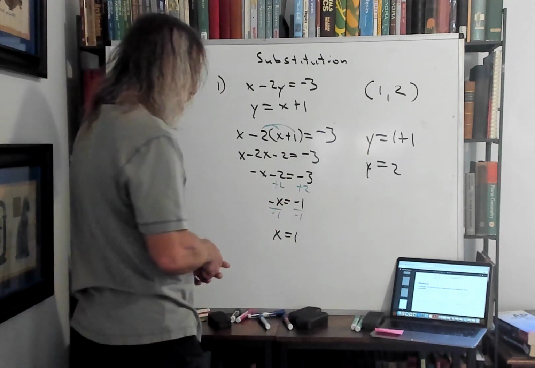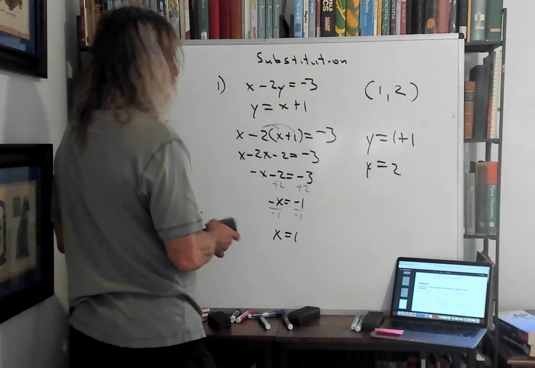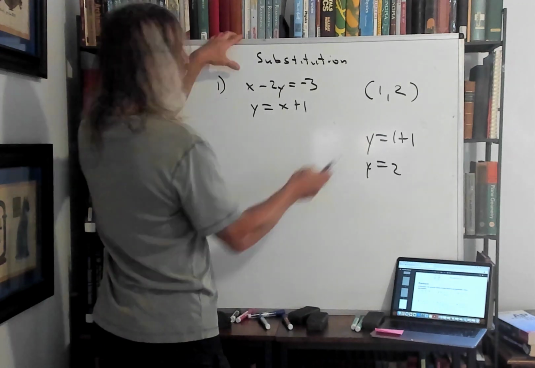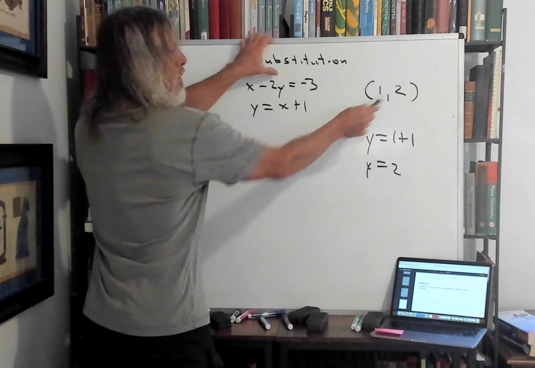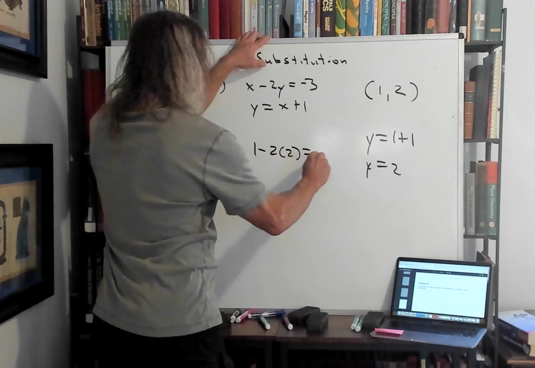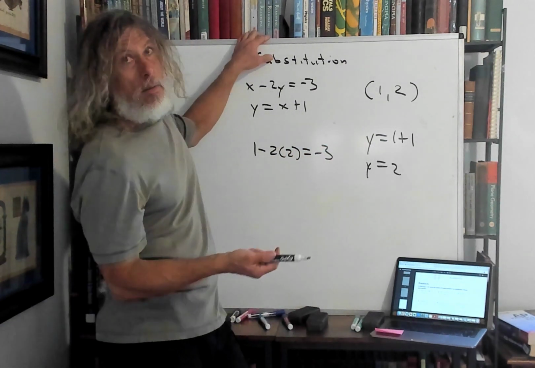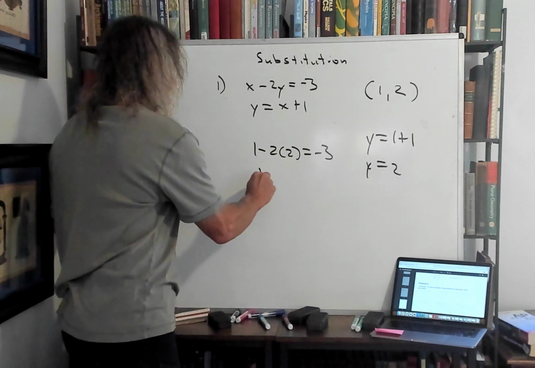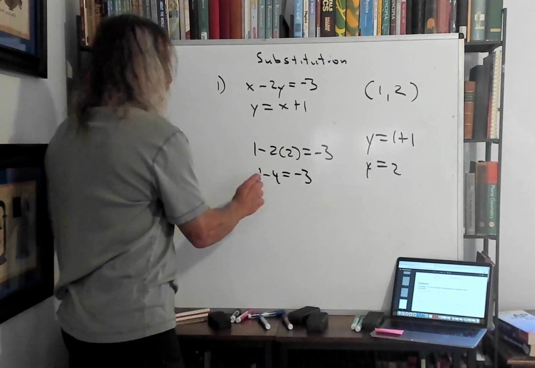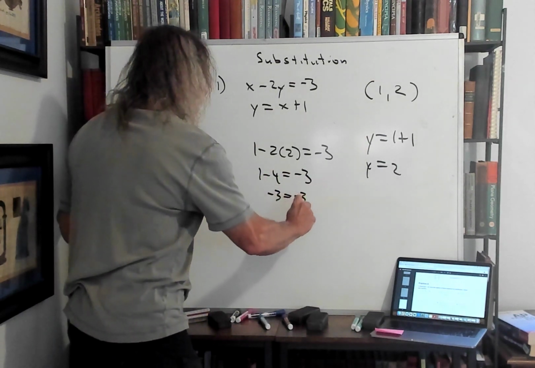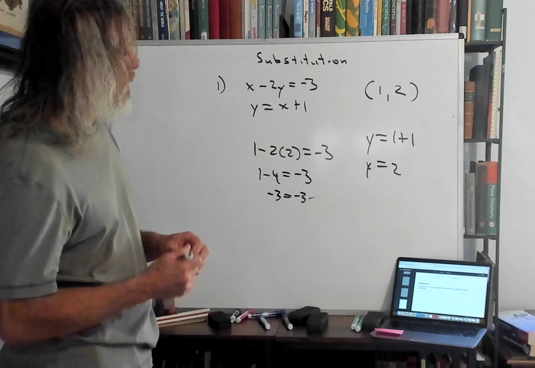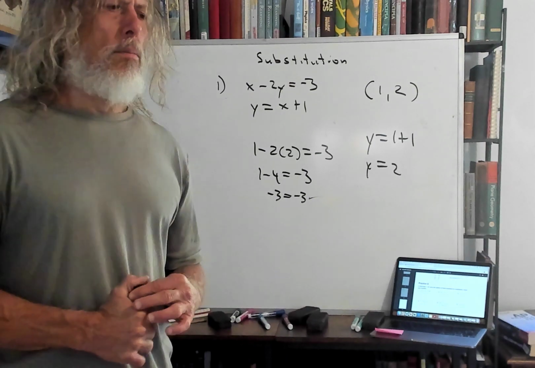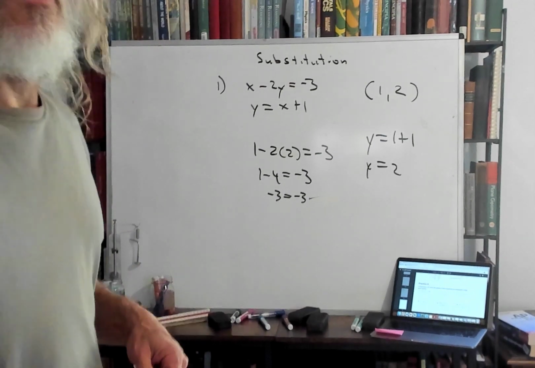But if we tried this one, I'll erase this again. You can stop the video and replay if you need to get notes. But if we put 1 in for x, 2 in for y, we want to see if they're equal. Does this give us something that's really equal or not? 2 times 2 is 4. 1 minus 4 is negative 3. Check. It's good. I'll do another one. So this is how we do systems.